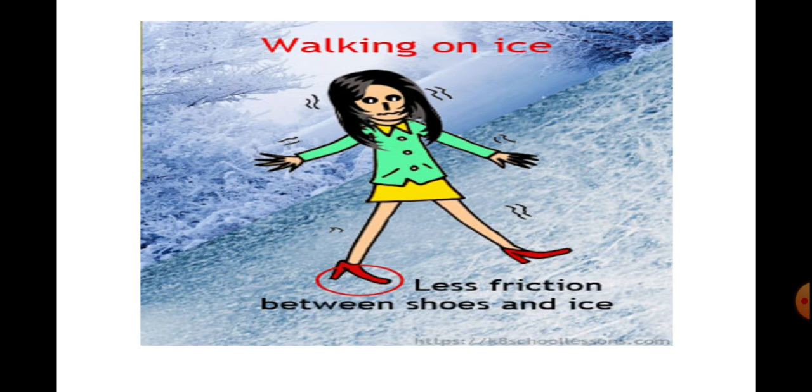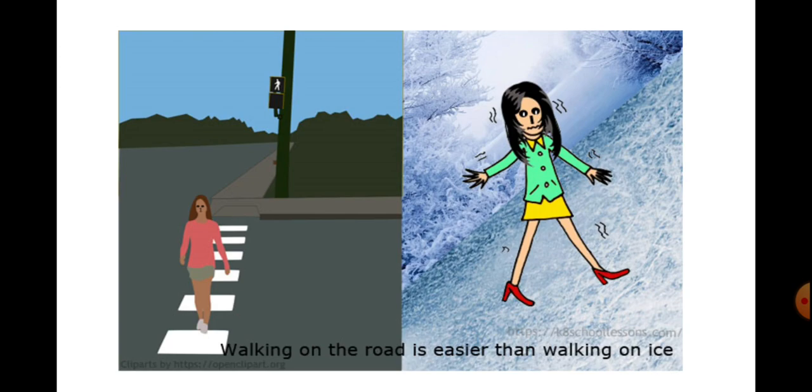Walking on ice. Less friction is between the shoes and the ice. So we are not very comfortable when we are walking on ice. Walking on the road is easier than walking on the ice because the surface of the ice is very smooth. That is why we are not able to walk properly on the ice, and walking on the road is much easier because the surface of the road is rough.